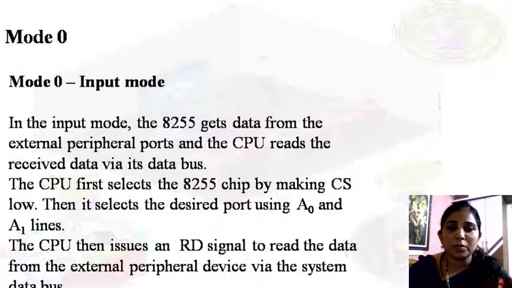So mode 0, if it is in input mode, then the 8255 gets data from the external peripheral ports and the CPU reads the received data via its data bus. The CPU first selects the 8255 chip by making CS low. Then it selects the desired port using A0 and A1 lines. The CPU then issues a read signal to read the data from the external peripheral device via the system data bus.